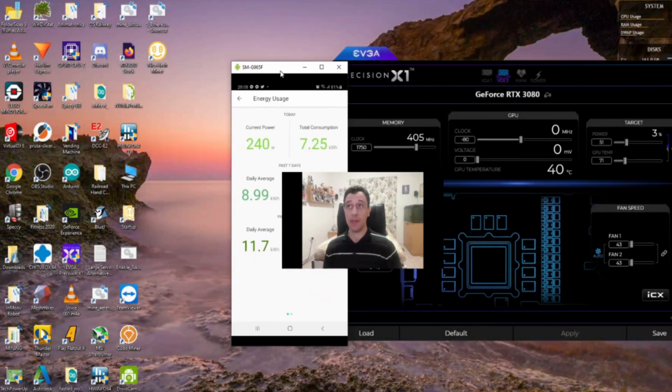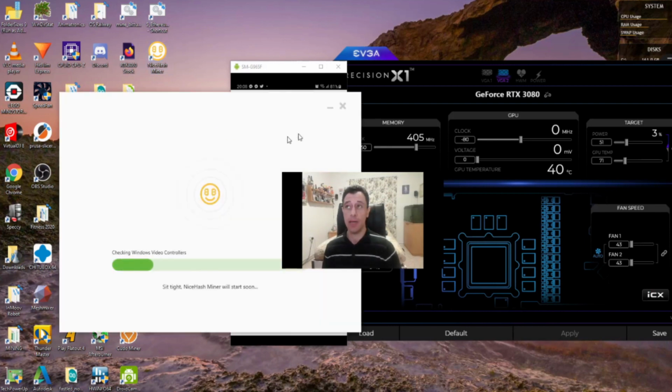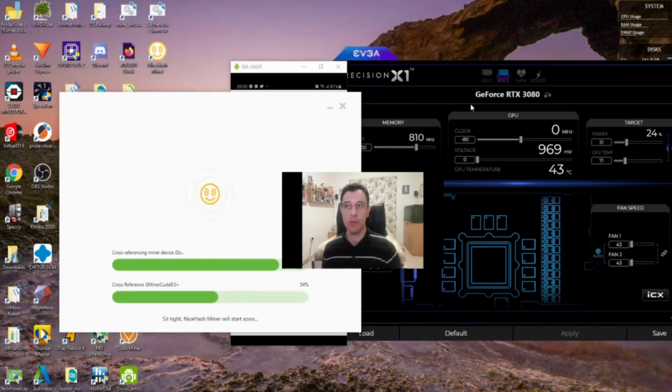Okay, let's do another quick test with Nicehash on the RTX 3080. I have disabled my other older GPU, obviously it wouldn't probably mine anything at all.